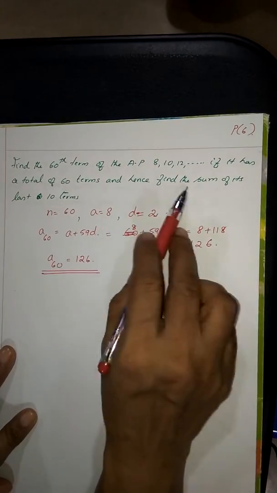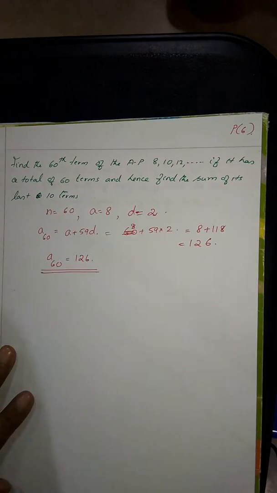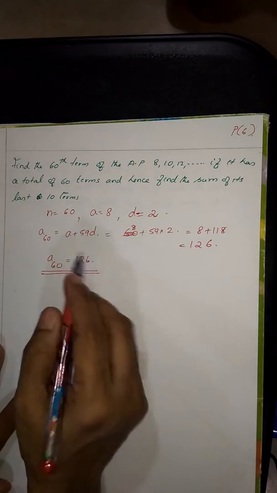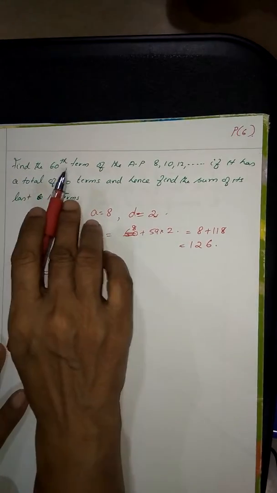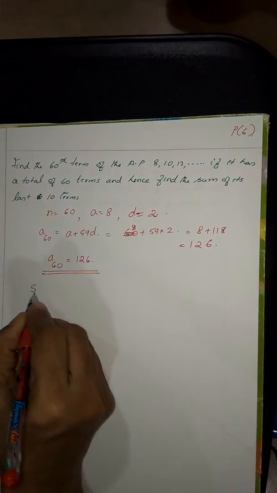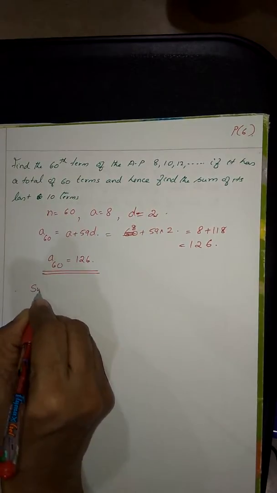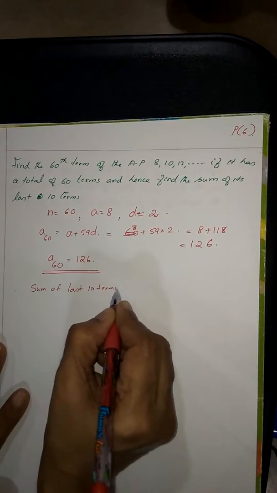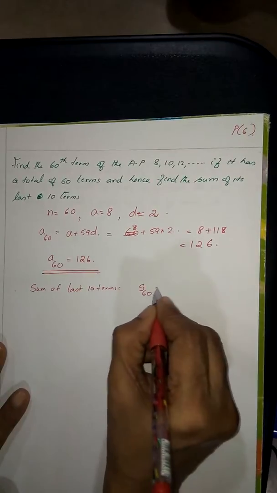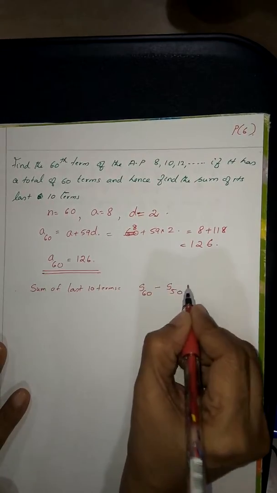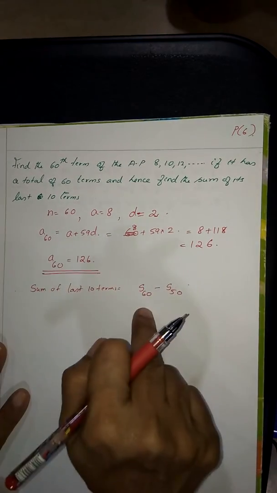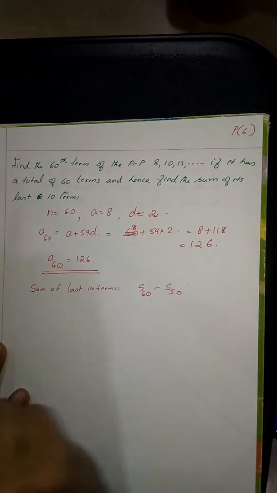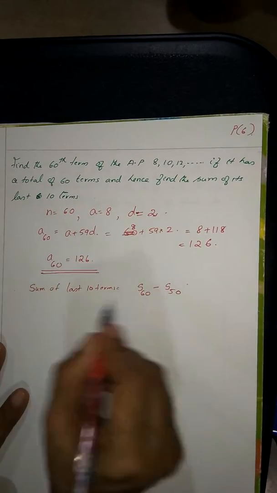So A60 is equal to 126. Now we have to find the sum of its last 10 terms. We have 60 terms, so the sum of the last 10 terms is equal to S60 minus S50. The sum of all the 60 terms minus the sum of the first 50 terms gives the sum of the last 10 terms. Now we will find S60.